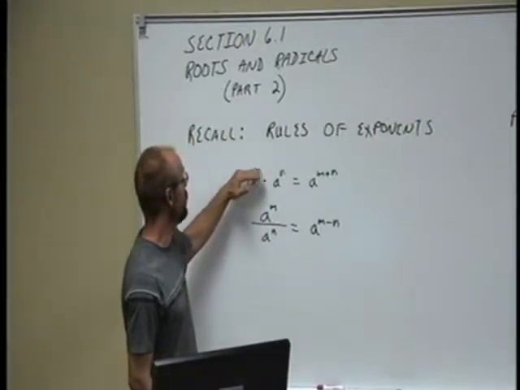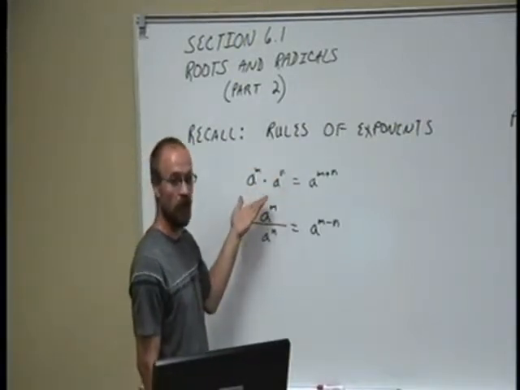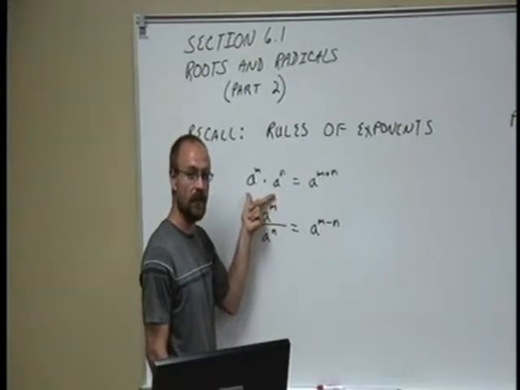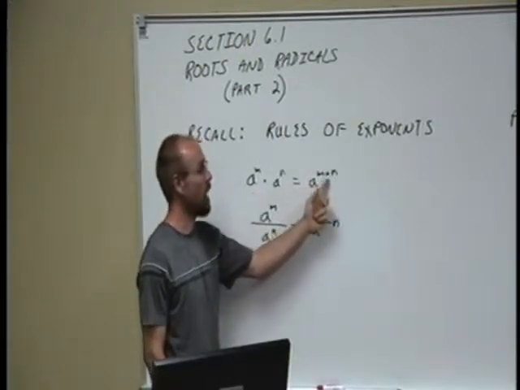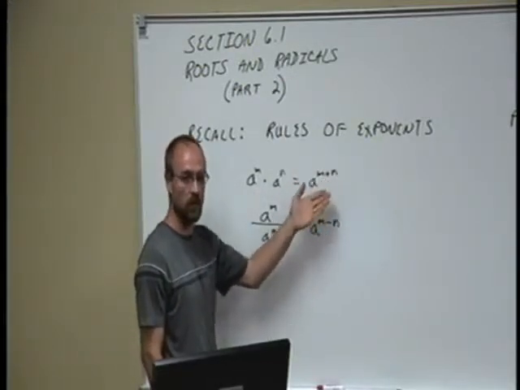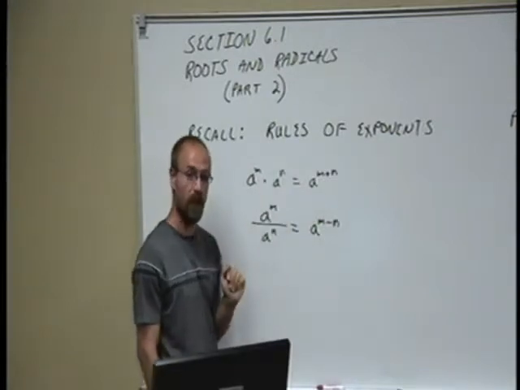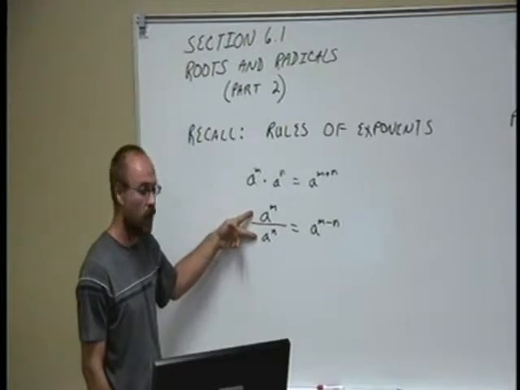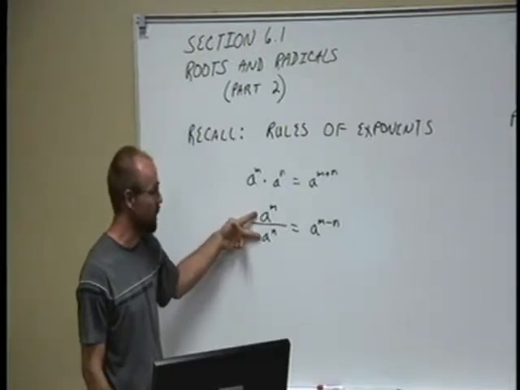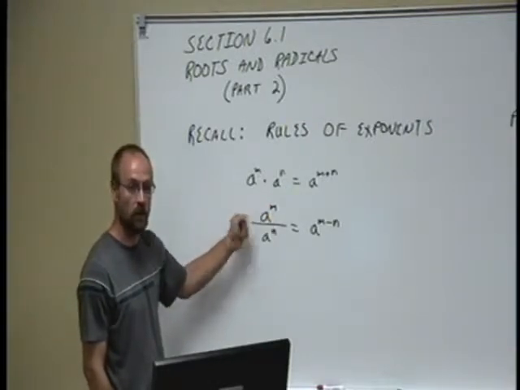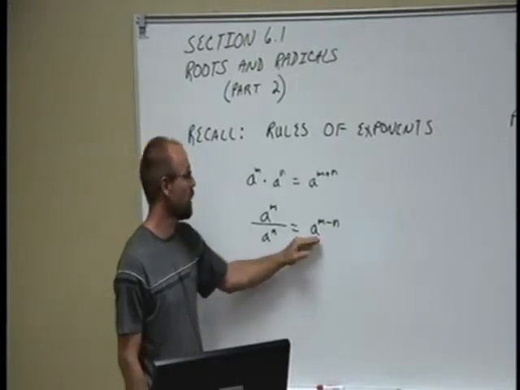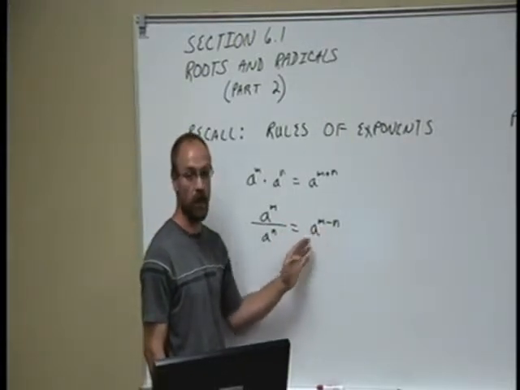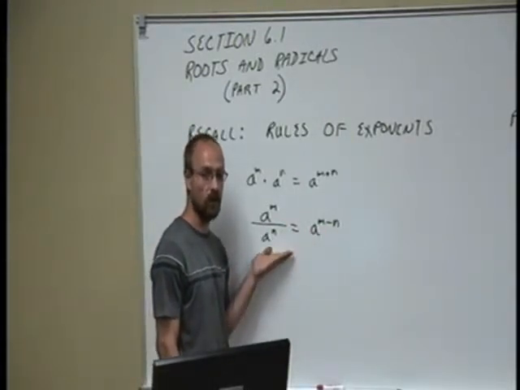We have a to the m times a to the n. Our rules of exponents say if they have the same base, we can add their exponents. We can actually do some math here if they have the same base. Same thing with our quotient rule. If our values have the same base, we can do some operation to their powers, and in this case the top minus the bottom. This is our quotient rule for exponents.